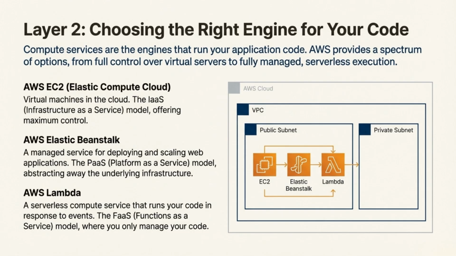AWS EC2. These are the virtual machines in the cloud, the IaaS model offering maximum control. AWS Elastic Beanstalk, a managed service for deploying and scaling web applications. The PaaS model, abstracting away the underlying infrastructure. AWS Lambda, a serverless compute service that runs your code in response to events. The FaaS model, where you only manage your code.